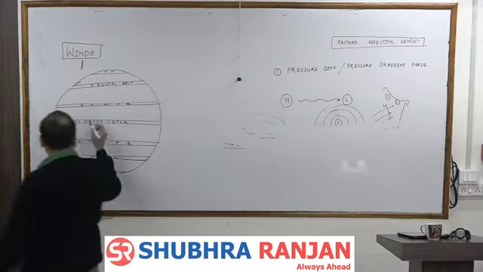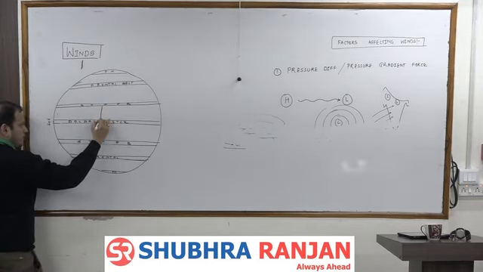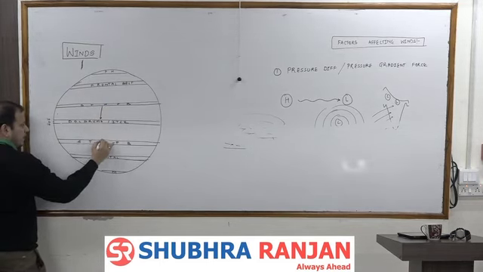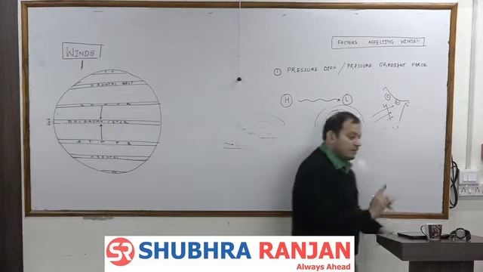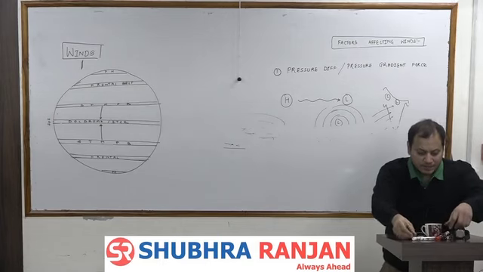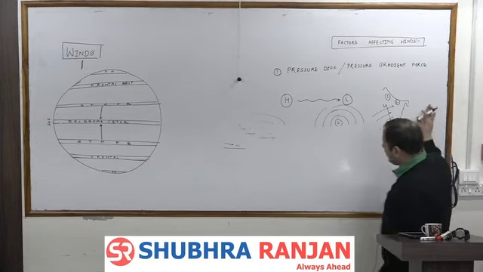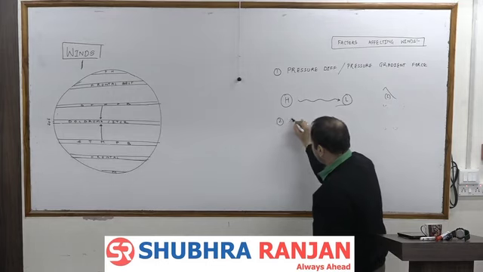Wind should flow from subtropical high pressure to equatorial low pressure. But wind will never flow in a straight line. Why do the winds never flow in a straight line? Because the second force that affects the wind circulation is Coriolis force.